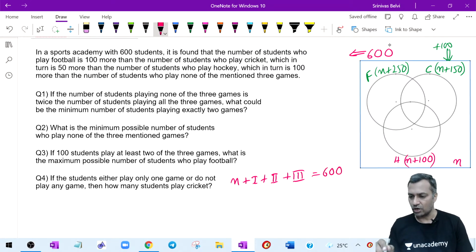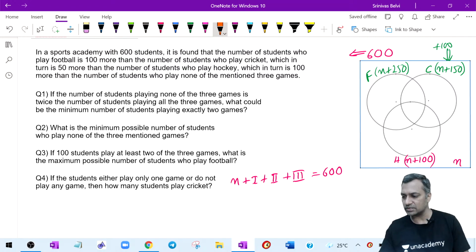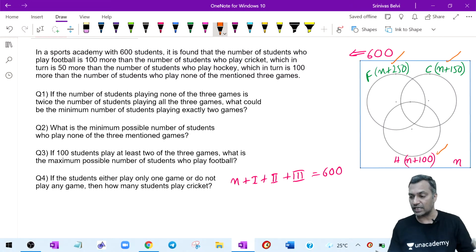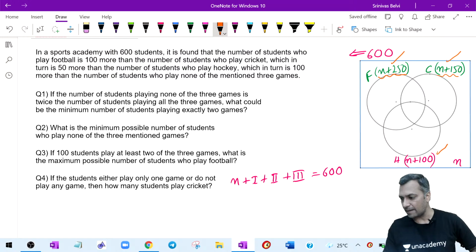Very good. So now, support numbers. What are the support numbers? This is a support number. This is a support number. This is a support number. Courtesy zonal theorem, if I add up these three numbers, what numbers am I adding? N plus 250. I'm adding N plus 150. I'm adding N plus 100.